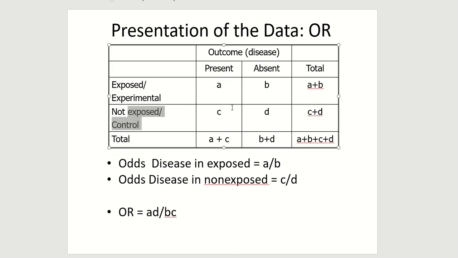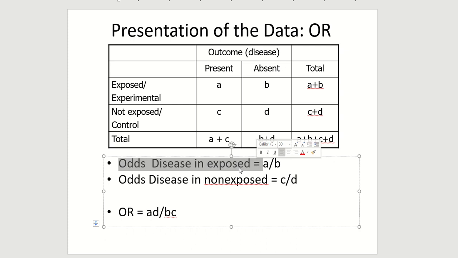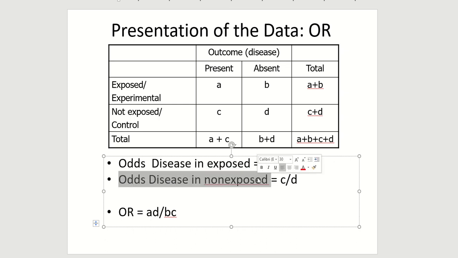And over here I'm calculating the odds. How we used to say risk in the exposed, here it's the odds of the disease in the exposed. So instead of putting A over A plus B, I'm just going to put A over B. And instead of doing C over C plus D, I'm just going to do C over D. So I have the odds of the disease in the exposed, odds of the disease in the not exposed, and then you do the odds ratio.